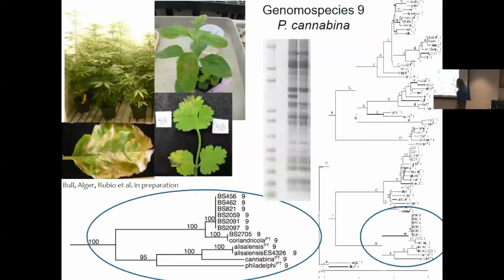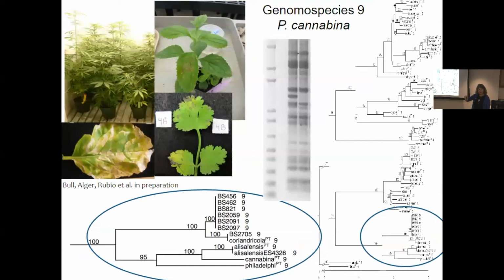So again, this was the different genomospecies. Here's genomospecies 9. So this is ES4326 in an MLSA, and it is identical to the pathotype. There's a paper where we actually look at the whole genome sequences of these organisms, and there are some differences when we look at rep-PCR and the host range. So when we isolate from arugula and radish, we only see the ES4326 type, which is this organism here. Now, from other plants we can isolate and we'll see Pseudomonas syringae pathovar alisalensis, the pathotype. So there's an interesting difference there.